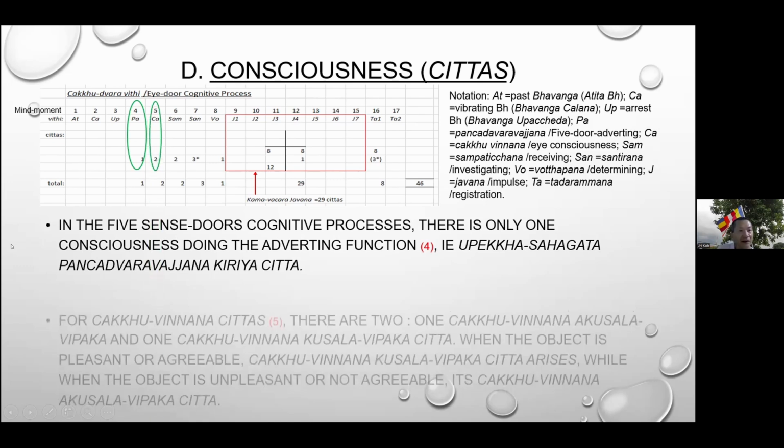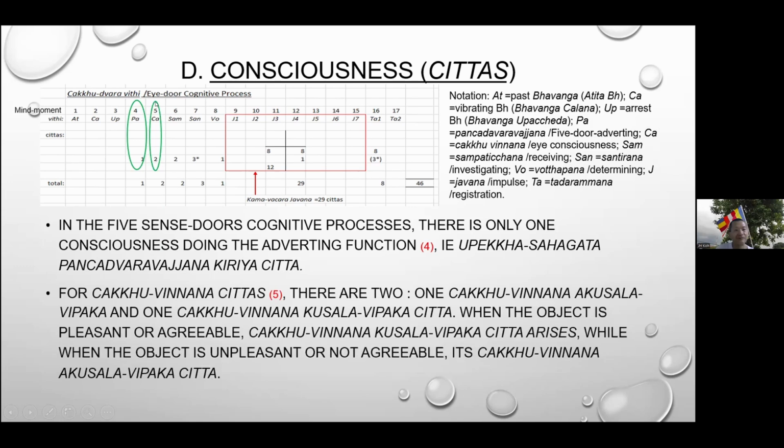Then next we have the Cakkhu-vinnana citta, number 5, and there are 2. One is Cakkhu-vinnana akusala vipaka, and the other one is Cakkhu-vinnana kusala vipaka citta. So when the object is pleasant or agreeable, then the Cakkhu-vinnana kusala vipaka citta will arise. Whereas when the object is unpleasant or not agreeable, then the Cakkhu-vinnana akusala vipaka citta will follow.